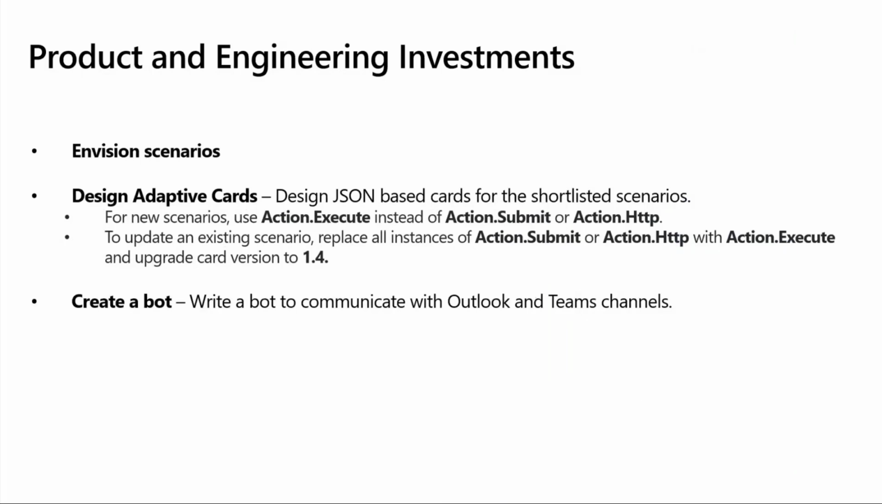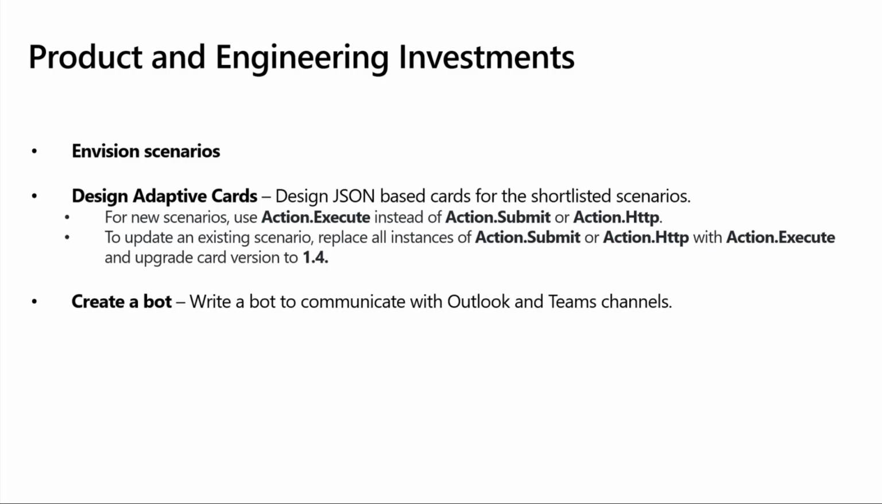So in terms of product and engineering investments, the first step, of course, is envisioning the scenarios, something you might have already got on Teams and you want to get to Outlook, something you might have already got on Outlook, you want to get that to Teams. You need to envision those scenarios for cross app, and then you need to design those adaptive cards. You may already have them. If you already have those adaptive cards ready, all you need to do is move action.submit or action.http to action.execute, and then upgrade the schema version to 1.4. If you don't have them, then create the new cards with action.execute.